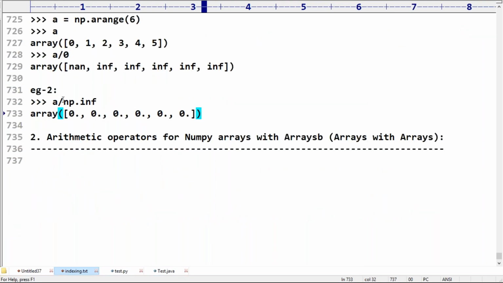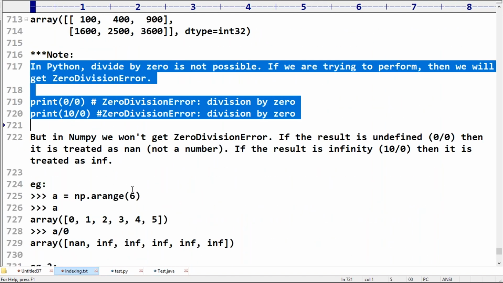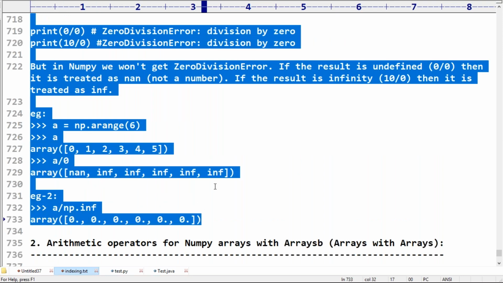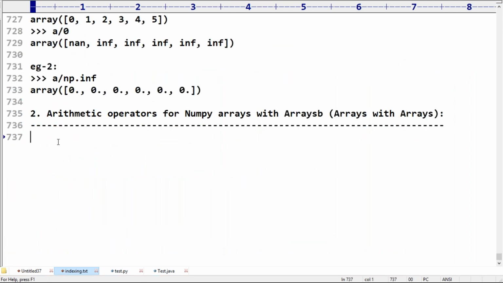Any number divided by infinity is always treated as 0. So this is one small extra point you people should be aware of with respect to arithmetic operations. Any doubt up to this?